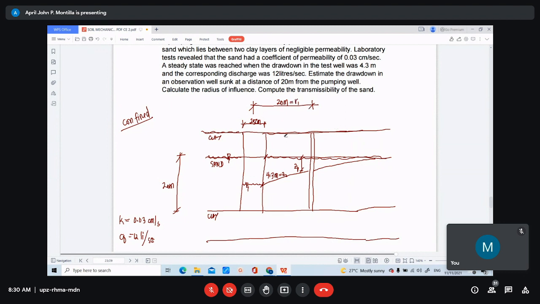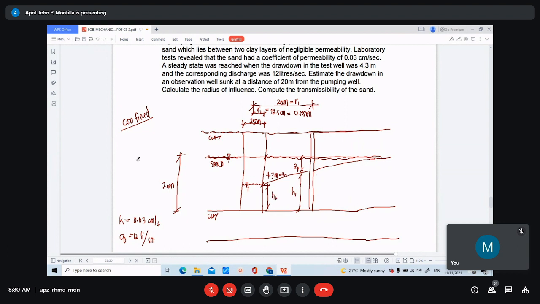How about yung R2? Ito yung R2 natin. Kung nasan yung drawdown, nandun din yung R2. So R2 is the radius of the test well, which is kalahati ng 12.5 cm. In meters, that is 0.125 meters. Conversion of units. Now, eto na yung H1. This is H1. If this is Z2, from this point to this point, this is H2. Tama?